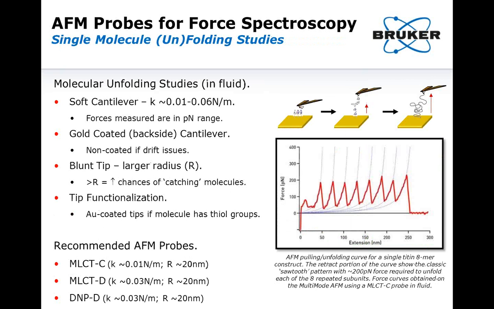Here we are looking at an AFM pulling and unfolding curve for a single titin 8-mer construct. The retract portion of the curve shows the classic sawtooth pattern with an approximately 200 piconewton force required to unfold each of the 8 repeated subunits. The cantilever used here has a very low spring constant to match the piconewton range of the binding forces. A large radius probe was used to increase the likelihood of the titin 8 molecules binding to the probe. The recommended probes for this application are the MLCT-C, the MLCT-D, and the DNP-D probes.